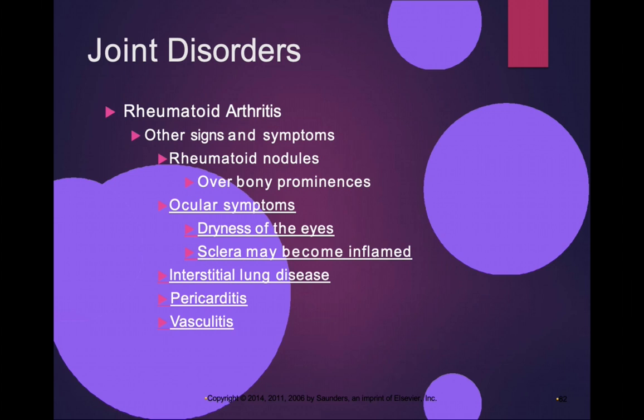Keep in mind that it is systemic, so there could be ocular symptoms, there could be dryness of the eyes, the sclera of the eye can become inflamed, there could be interstitial lung disease, there could be cardiac symptoms, and even vascular symptoms. It targets a bunch of different organ systems, not just the bones.